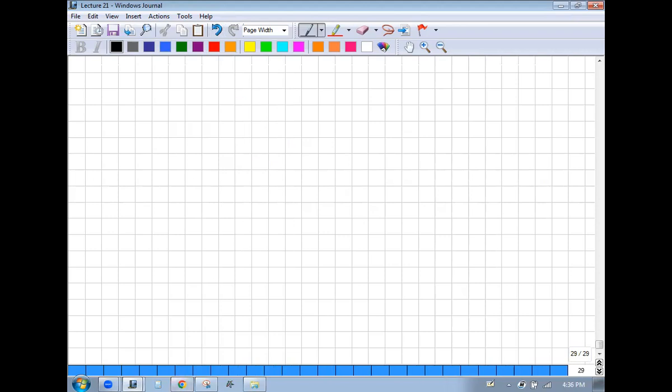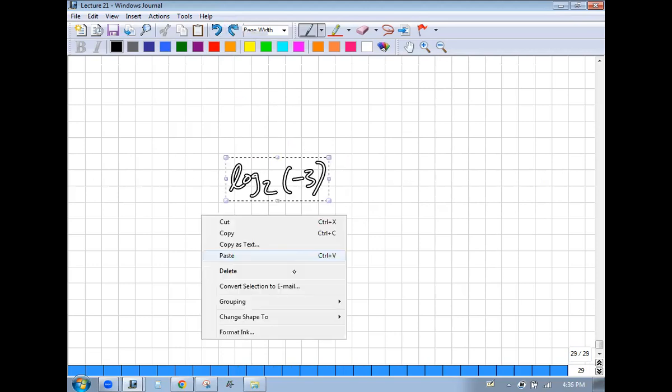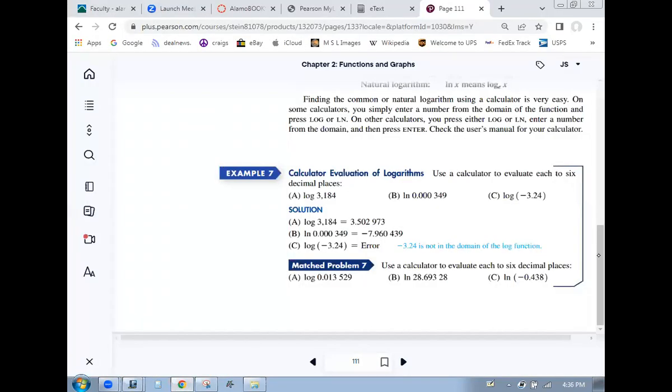Think about it: log base 2 of -3. To what power do you raise 2 to get -3? There's no exponent you can raise 2 to in order to get a negative number. Okay. Practice with the calculator, and make sure you know how to use it.